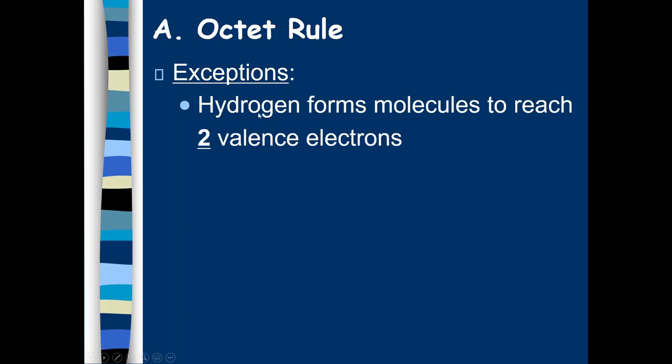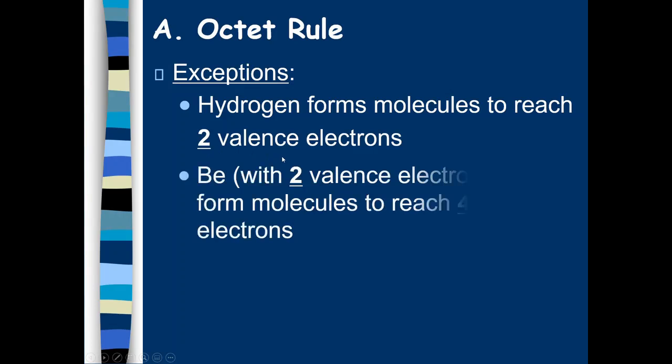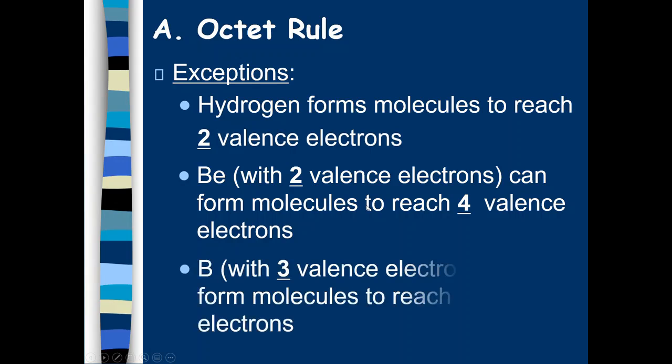So, which elements do not need to have 8 valence electrons in order to be stable? Hydrogen forms molecules to reach just 2 valence electrons. Beryllium has 2 valence electrons, and it forms molecules to reach 4 valence electrons. Boron has 3 valence electrons, and it forms molecules to reach 6 valence electrons.